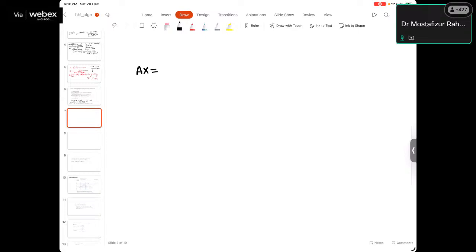So this Ax equals B. Suppose A is your M cross N matrix, right? And your X is N cross 1, and B is M cross 1. This is a typical scenario where A is a rectangular matrix, right? Then we typically cannot do the inverse directly. So this does not exist, right? We cannot do these things.